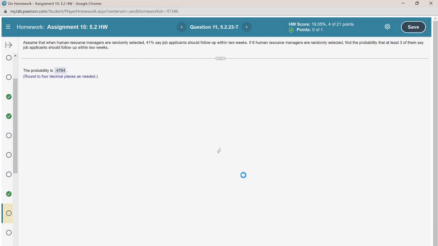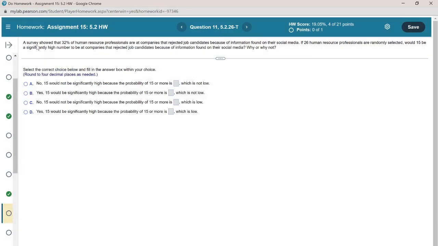Let's say problem 11. A survey showed that 32% of human resource professionals are at companies that rejected job candidates because of information found on their social media.